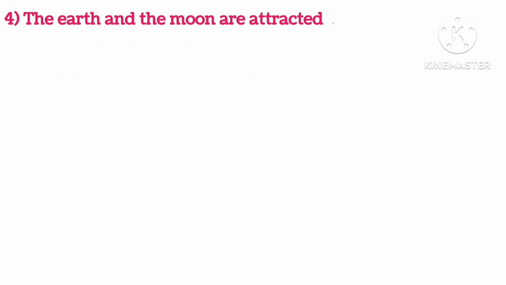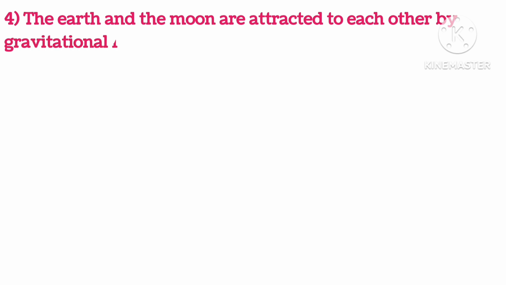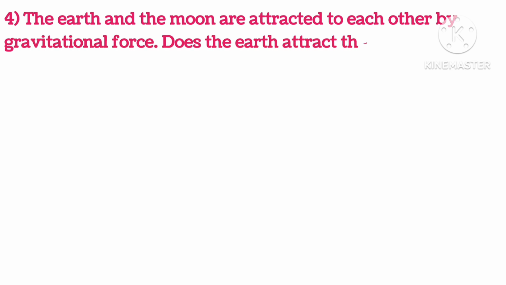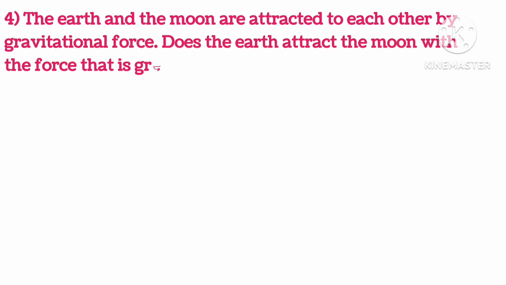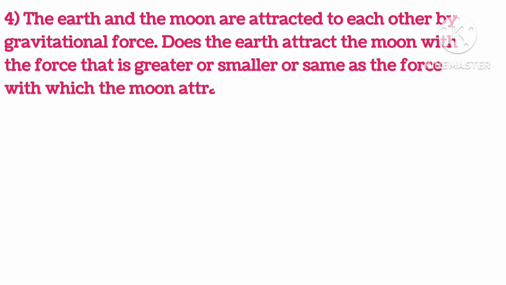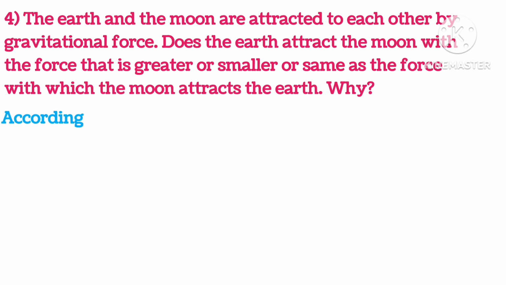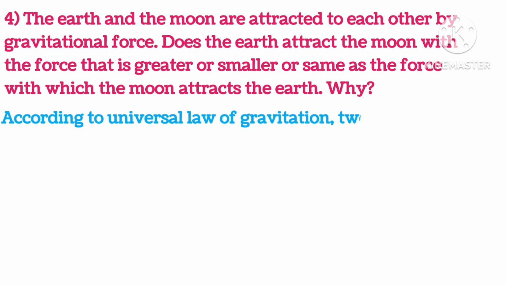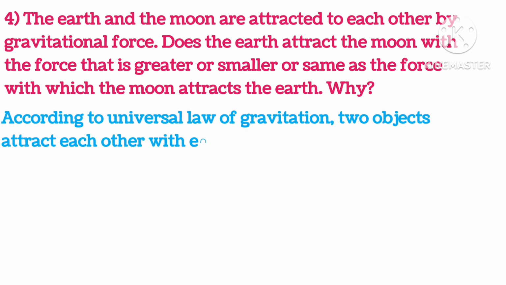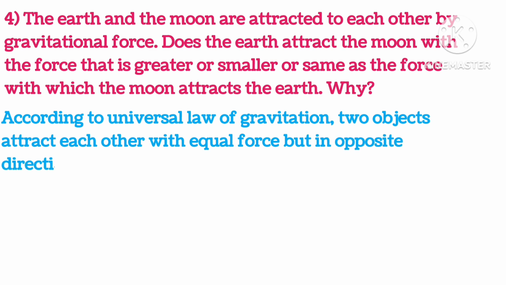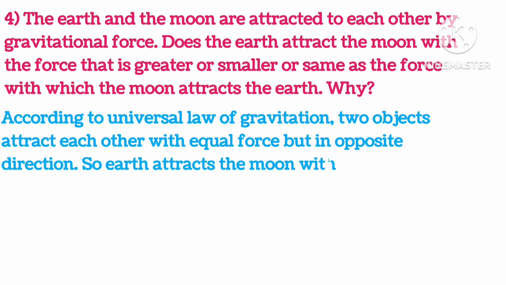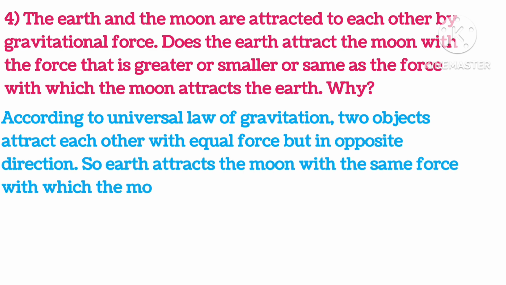The Earth and the Moon are attracted to each other by gravitational force. Does the Earth attract the Moon with a force that is greater, smaller, or the same as the force with which the Moon attracts the Earth, and why? According to the universal law of gravitation, two bodies attract each other with equal force but in opposite directions. So the Earth attracts the Moon with the same force with which the Moon attracts the Earth.